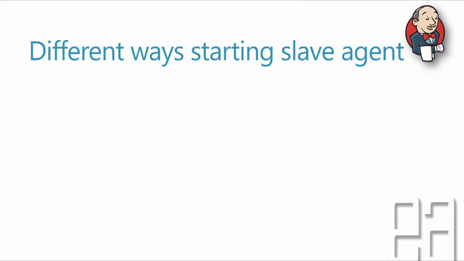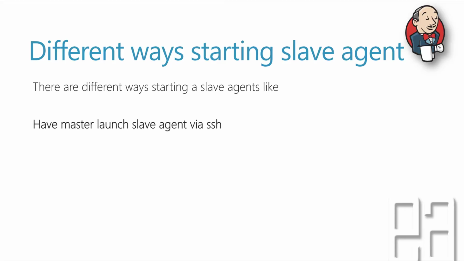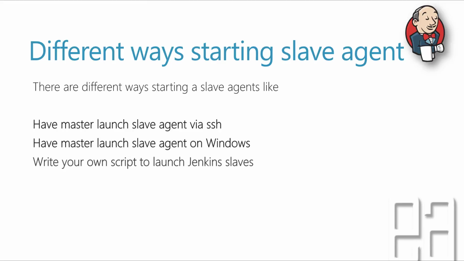There are different ways of starting slave agents, or rather slave agents, of course, which is more meaningful because it is a combination of both. There are different ways of starting the slave agents, such as having a master launch the slave agent via SSH, or having a master launch the slave agent on Windows, or writing your own script to launch the Jenkins slave, or launching the slave agent via Java Web Start. The fourth option is what we're going to discuss in this particular video of this course, because this is very simple.